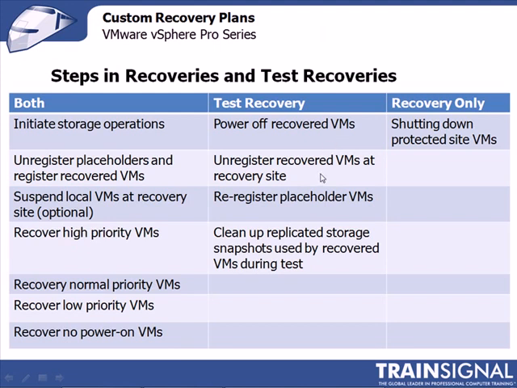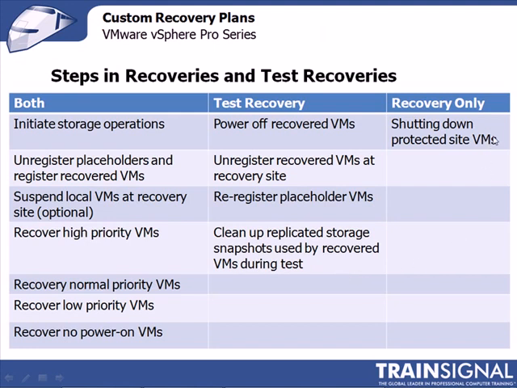It will then unregister these recovered virtual machines so that there's no trace of them in Virtual Center at the recovery site. Then it'll prepare itself for full disaster readiness, so to speak, by re-registering the placeholder VMs for the protected VMs. And then at the very end, it's going to clean up that replicated storage and get rid of the snapshots that had been used for the recovered VMs during the test. This is just to clean up the storage system and clean up the ESX servers on the recovery site. So again, they're ready to handle a full-out failover should the need arise.